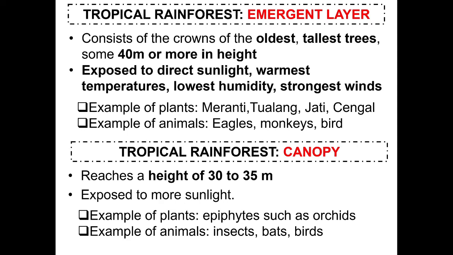Emergent layers, they are exposed to direct sunlight, so they have the warmest temperature. Direct sunlight, and then because of the winds, the strongest wind that they can get, they have low humidity up there. Kat atas sana, udara memang dia terdedah dengan laluan udara. Jadi lepas tu terima cahaya matahari, jadi suhu dia sangat tinggi, suhu tinggi dan juga kering. And they are exposed to the strongest wind. Sebab tu pokok-pokok yang emergent layer ni, they have a very strong, sturdy body, and also their roots are very sturdy. Kita panggil dia butt roots.